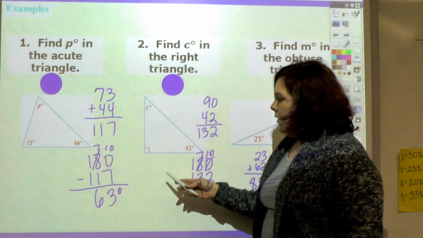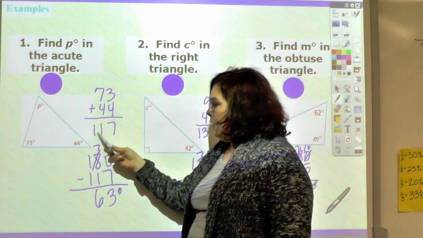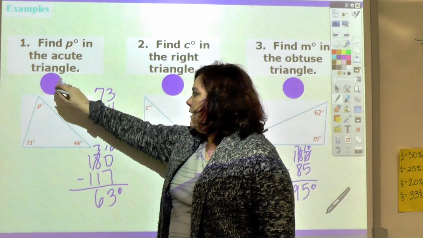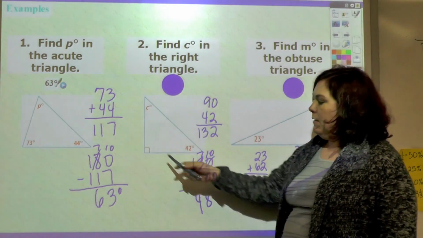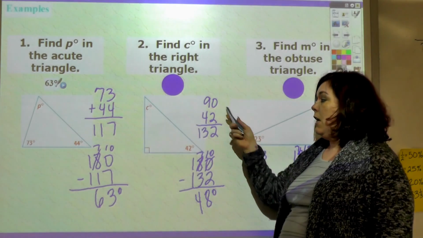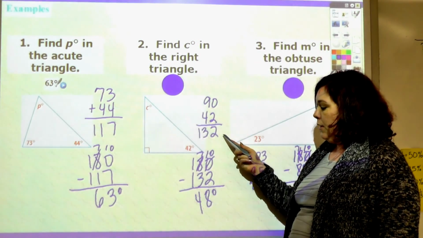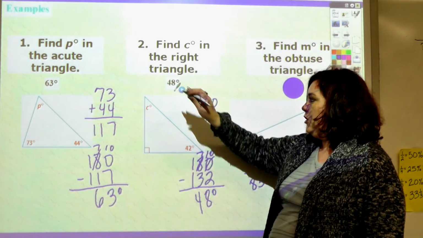Okay, so this one was an acute triangle, and I added these up and I got 117, and then I subtracted from 180 and got 63, and that's the correct answer. And then this one, the square told me that this was a 90-degree angle plus 42 is the two that I knew, and that equaled 132, and then 180 minus 132 is 48, and let's check that.